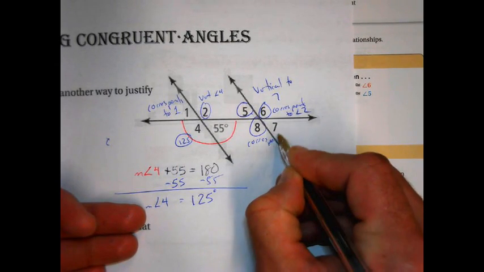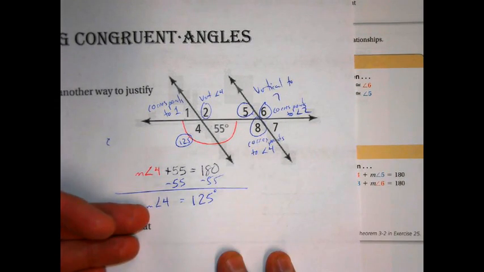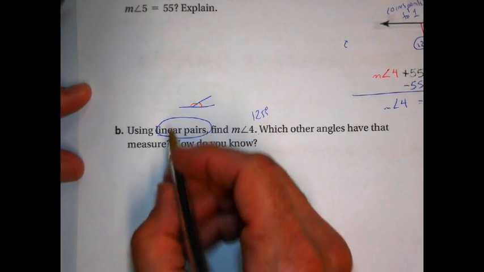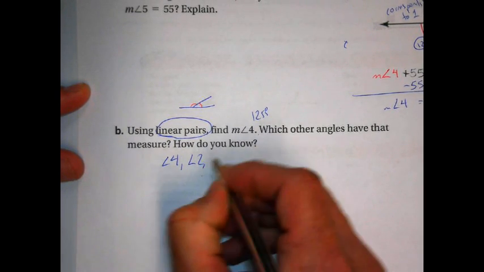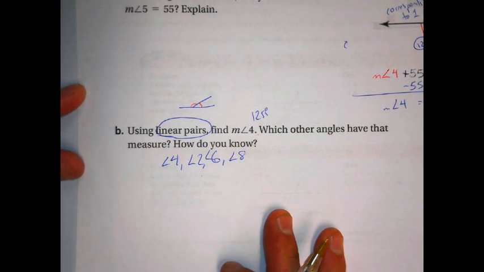Okay? So there are many different ways that we can do that. So which other angles have that measure? We know angle 4 is 125, but also angle 2, angle 6, and angle 8. And that's how we would write that down. You know what I'm saying? So that's that as well.